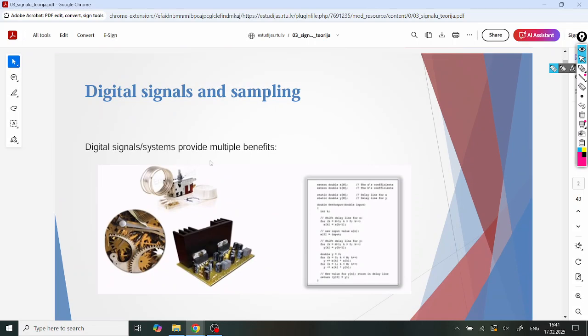We have mentioned this already: you have some continuous function like this, which you then sample by making certain readings with a specific fixed period, and then accordingly process these samples as a signal. Now, this has quite a lot of benefits. Let's start with something as simple as that digital signals are universal.